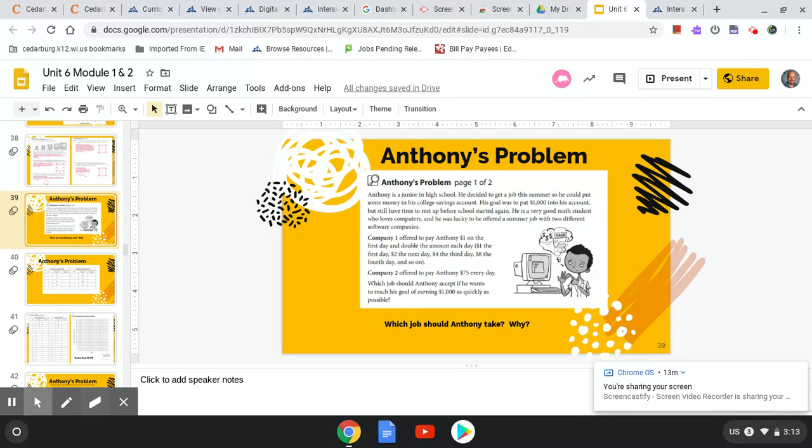I'll give you a little hint. He will reach $1,000 with both jobs. But which job will he reach 1,000 quicker? So go ahead and make a prediction. Which one do you think? Company 1 or company 2?